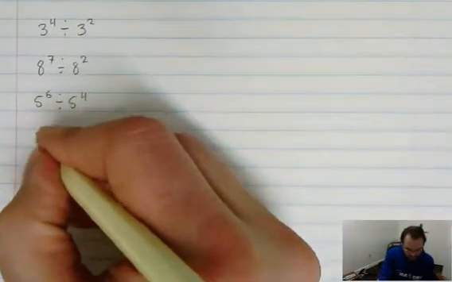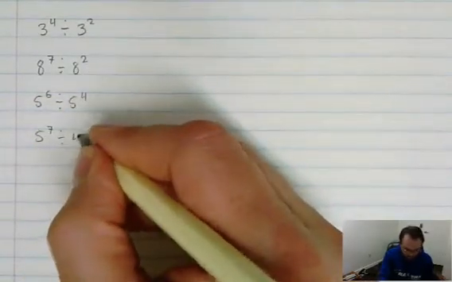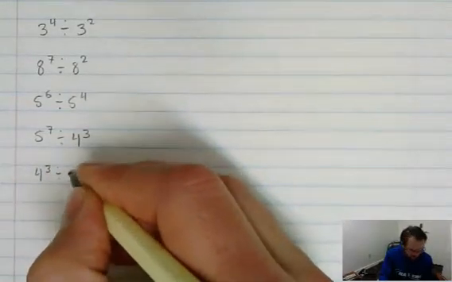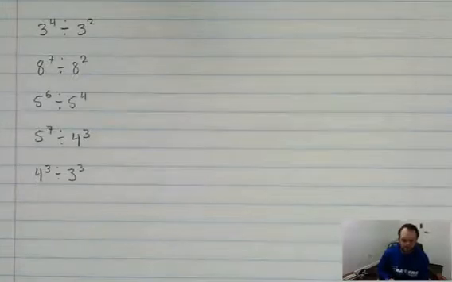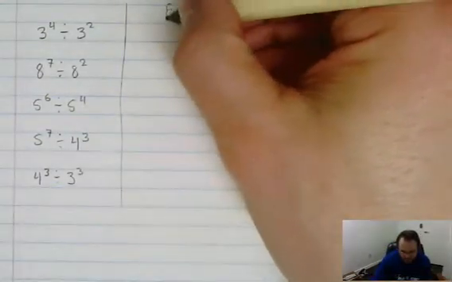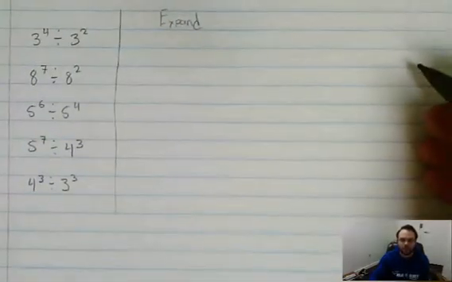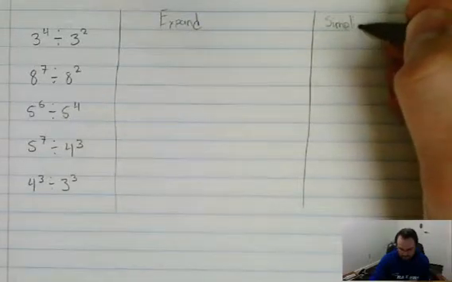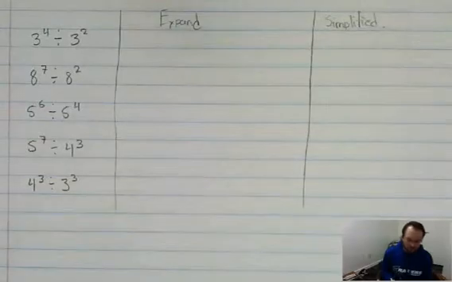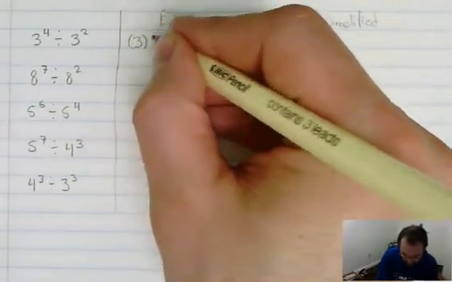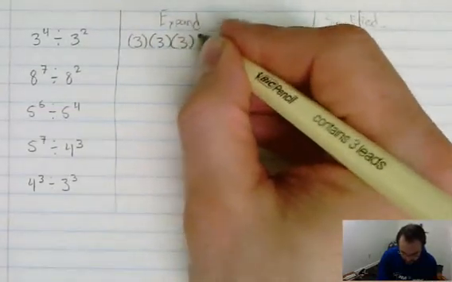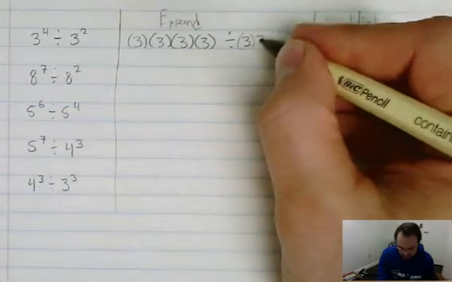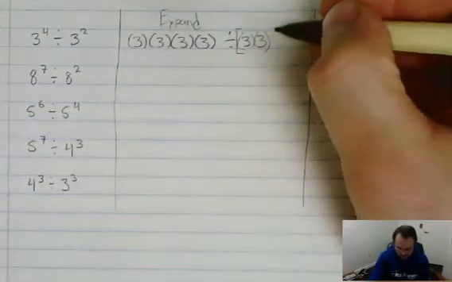Then the second last one, sorry, is 5 to the power of 7 divided by 4 to the power of 3. And then here's my very last one. We're going to have 4 to the power of 3 divided by 3 to the power of 3. Okay, so once again, we're going to expand, and then we're going to write out my simplified version over here. So this first one, let's expand. That's 3 multiplied by 3 multiplied by 3 multiplied by 3, and then we want to divide all of this by 3 multiplied by 3. So all of this here is being divided by this.